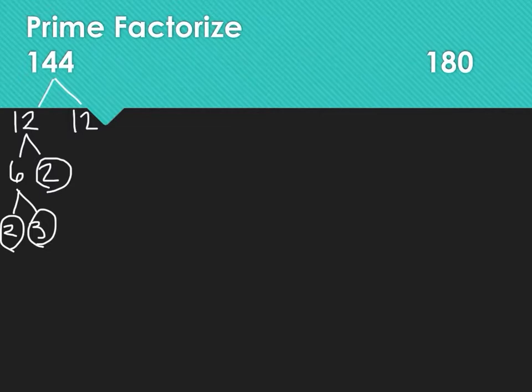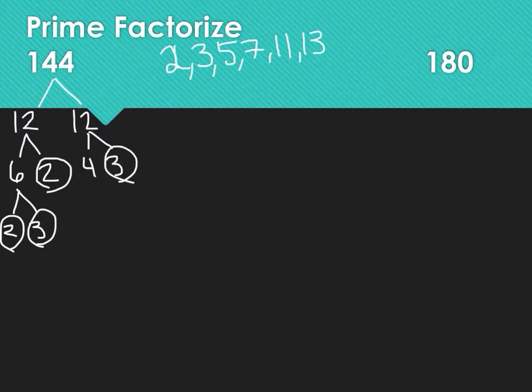Now don't forget our prime numbers are 2, 3, 5, 7, 11, 13. If you guys can remember those, you're off to a great start. Now here, 12, I have to go back up here and finish it. I could go 4 times 3. I don't have to use 6 times 2. It works out to be the same thing either way.